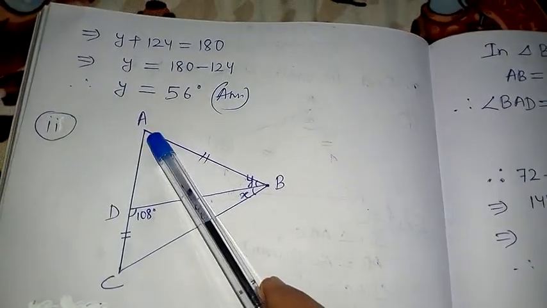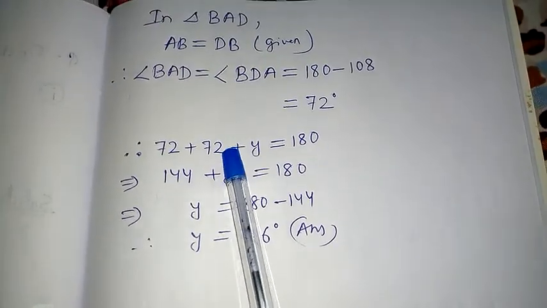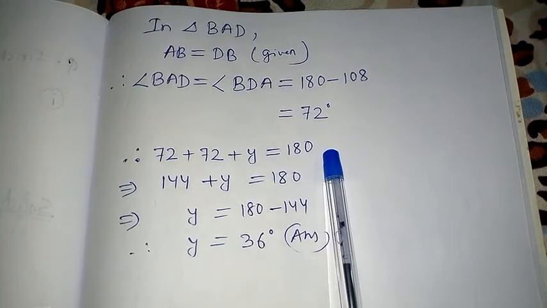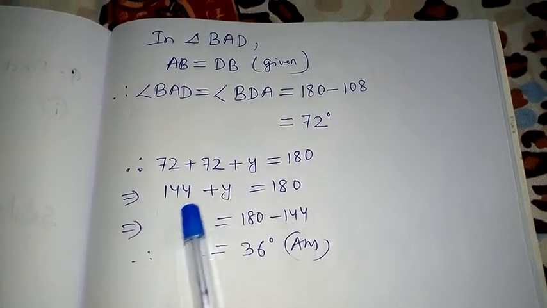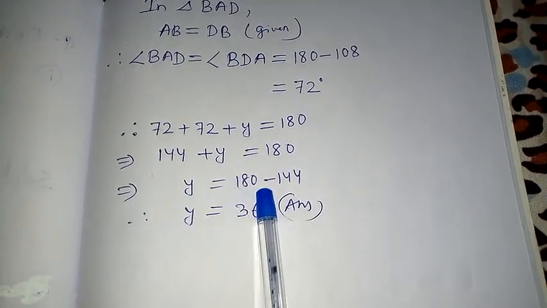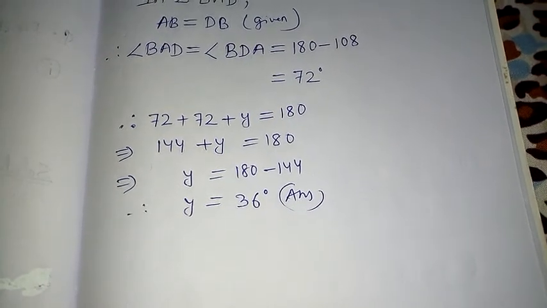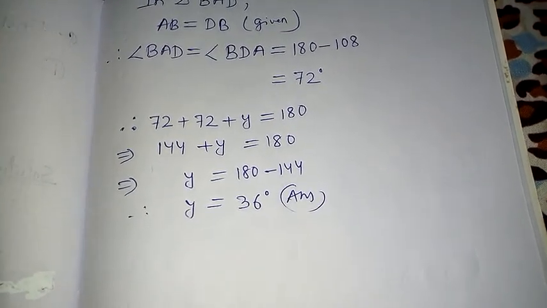Now in this triangle, this is 72, and this is y. So I can say 72 plus y equal to 180. 72 plus 72 is 144 plus y equal to 180. Y equal to 180 minus 144 comes and subtracts here. Y equal to 36 degree. This is our answer of y.